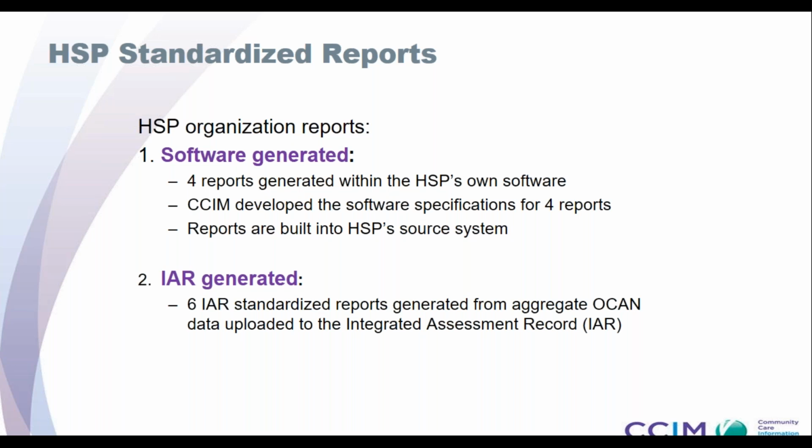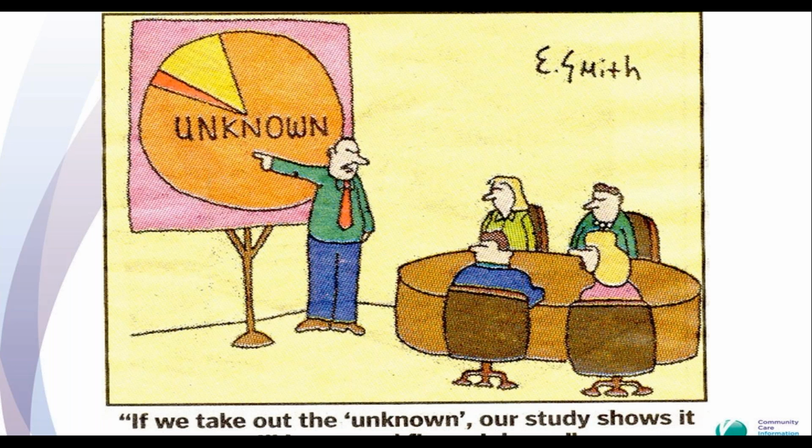So from those OCANs that have been uploaded to the central data repository, the integrated assessment record, there's 6, it's actually 12, but there's A's and B's. So it's 6 reports that can be generated at the aggregate level for you to take a look at. This is a funny cartoon on the unknown versus evidence. And a lot of times in the community health sectors, we have some very important narratives to talk about and explore, and that should never be discounted. But we want to start to look at more data and evidence to help understand how we're doing, as well as understand where we should focus our services and our quality improvement efforts.